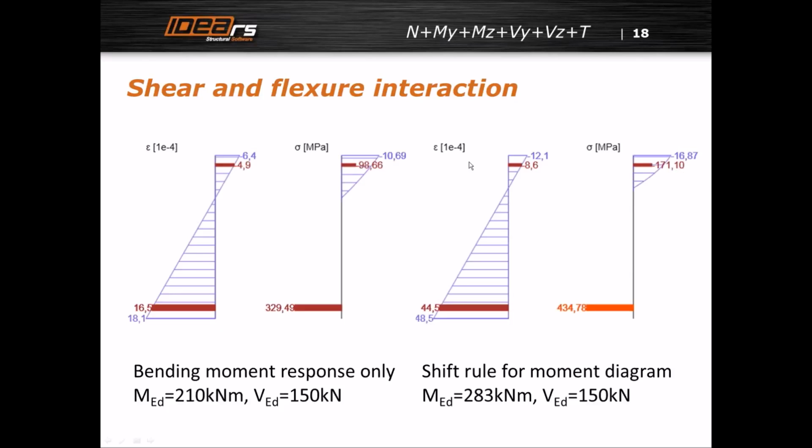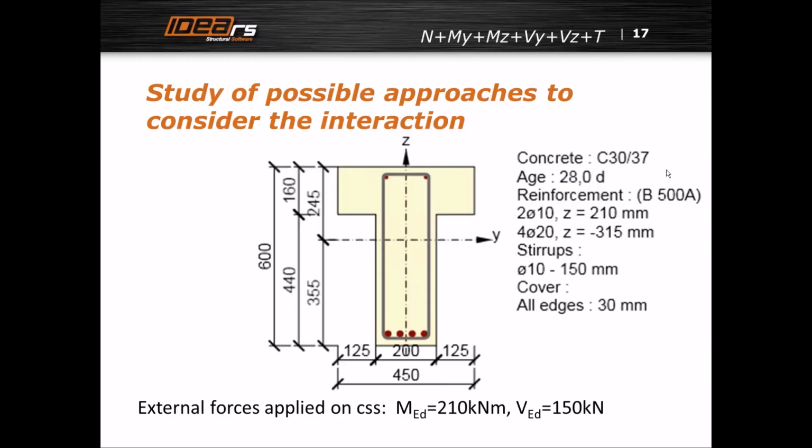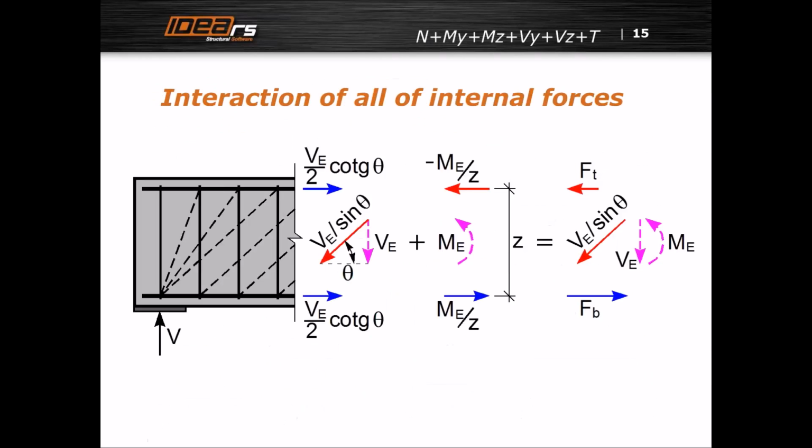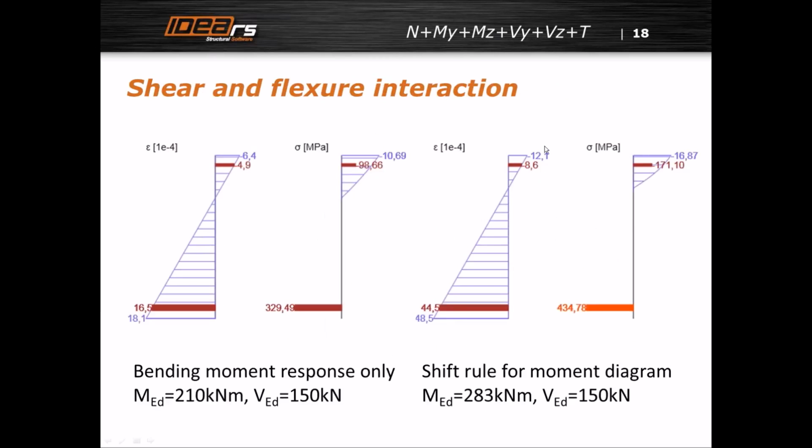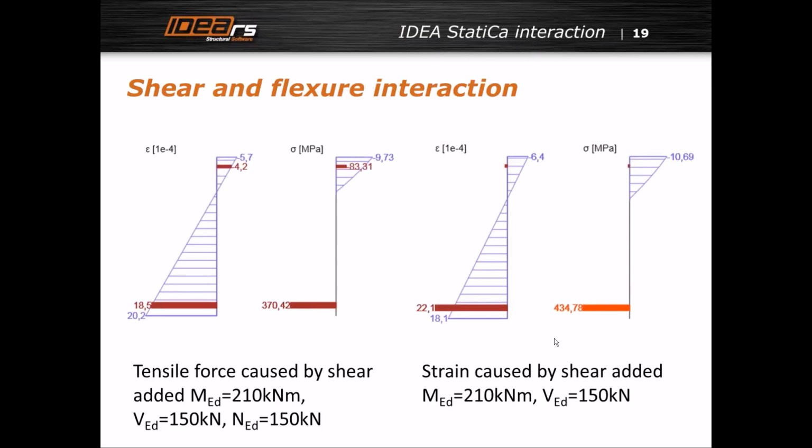This is almost 17 megapascals compared to 10.7, which is not a real behavior. Actually, in this picture, it is clearly shown that we apply a tensile force, not the compression. So also this reinforcement is loaded more in compression. So that's why we didn't want to apply it, and we tried another approach to apply normal force.